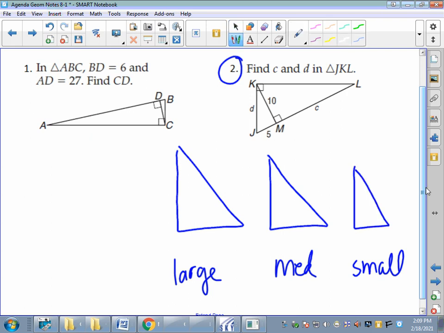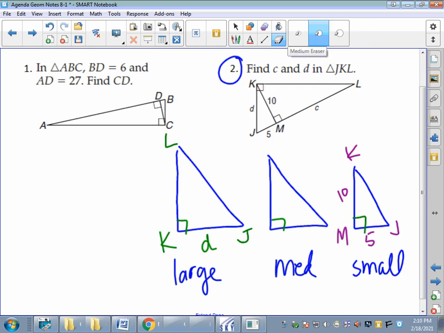All right, so in the large triangle, K is my right angle. Looks like the longer leg is KL. There's no information given. KJ is my shorter leg, and I know there's a D on that. Let's go to the small triangle. So this little guy over here, M is my right angle. The short leg is MJ, and it says that that's 5. The long leg is MK, and that's 10.